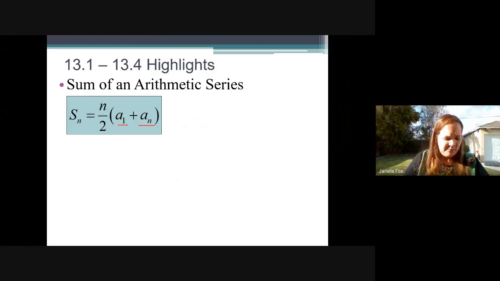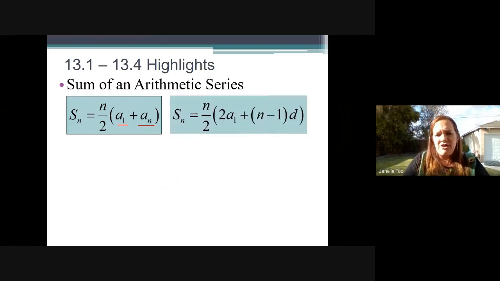Now, this one is very beautiful, but it may not be efficient. You may want to use this one instead. This formula, if you remember, is the exact same thing. It just means that you don't have to specifically identify the last term.